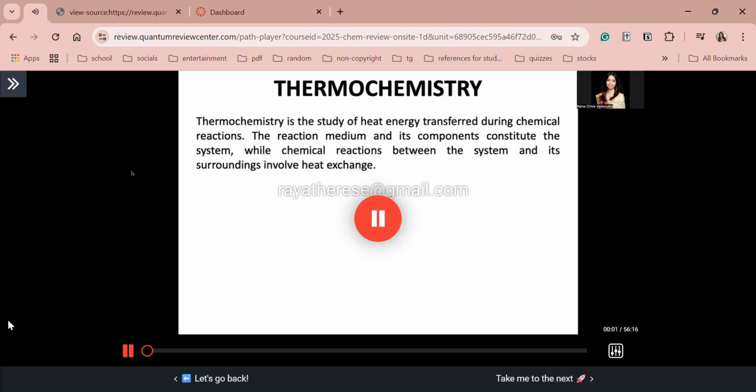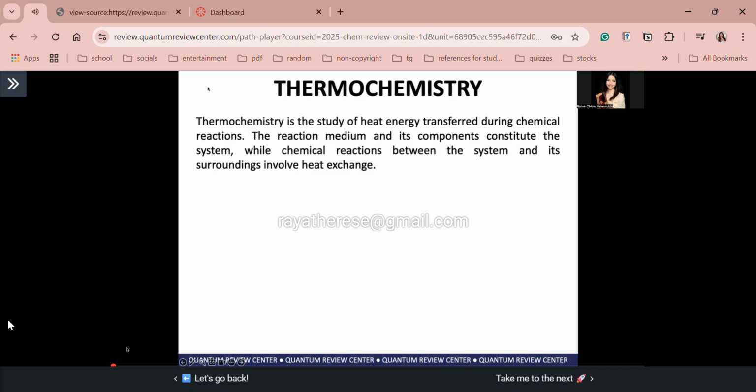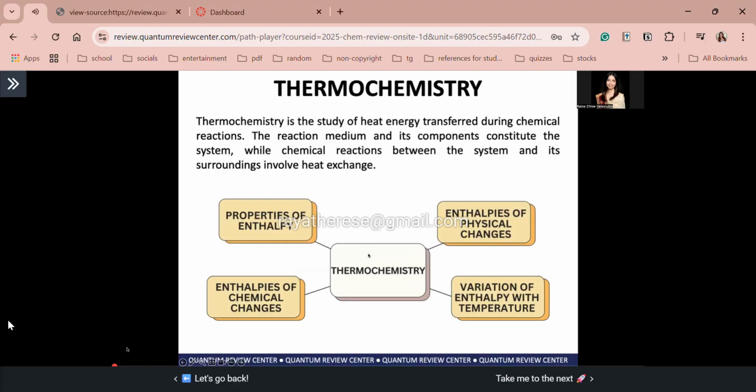So, thermochemistry is the study of heat energy transfer during chemical reactions. The reaction medium and its components are the system, while chemical reactions between the system and the surroundings involve heat transfer. Okay, so for this part of our thermodynamics one, we will discuss the properties of enthalpy, enthalpies of physical changes, enthalpies of chemical changes, and the variation of enthalpy with temperature.